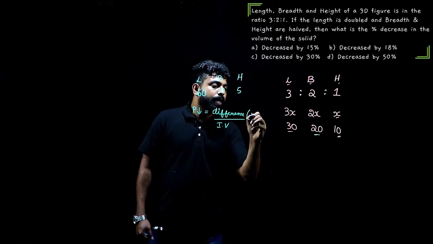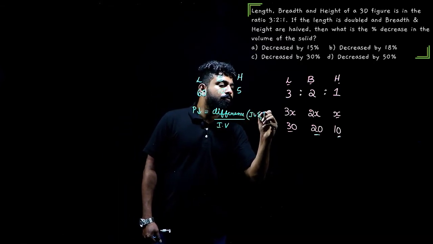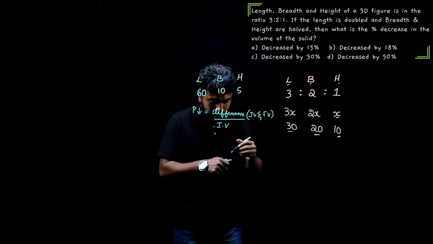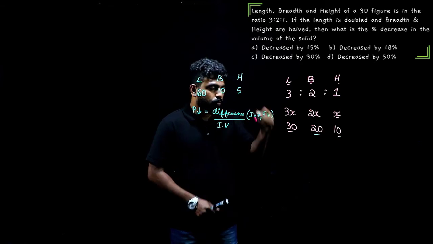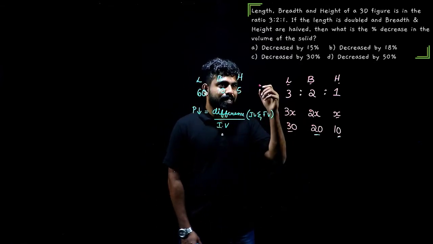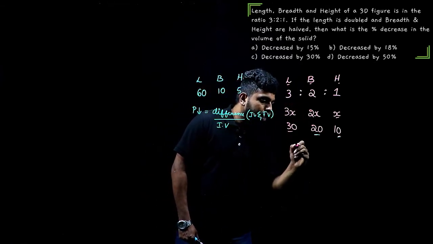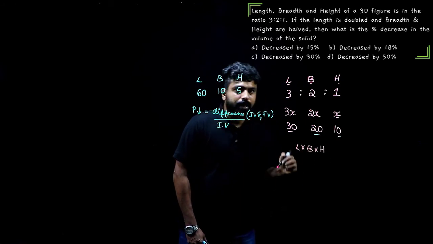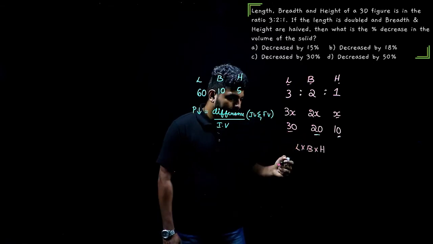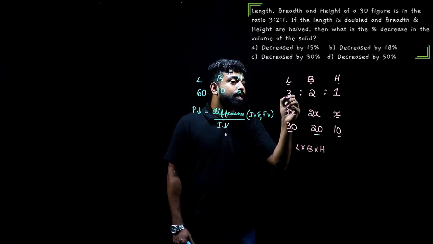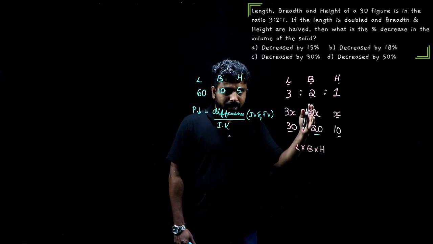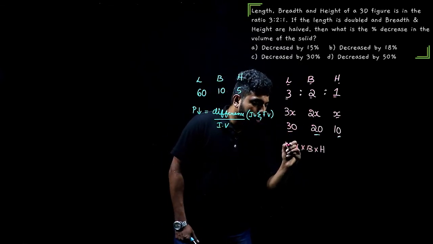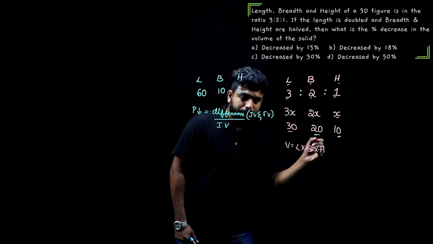Difference between initial value and final value divided by initial value. What was the initial volume here? We know that for the volume of a 3D figure which has length, breadth and height, it will be length into breadth into height. It can either be a cube or a cuboid. Since here the length, breadth and height are different, it must be a cuboid. Hence the volume of a cuboid is length into breadth into height.